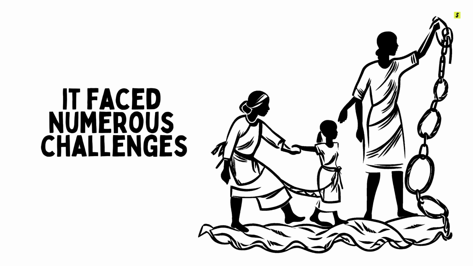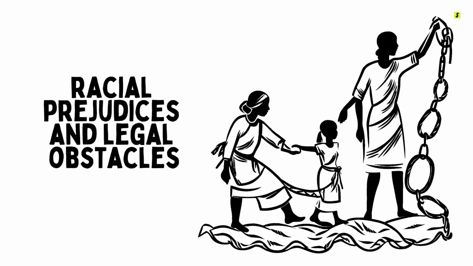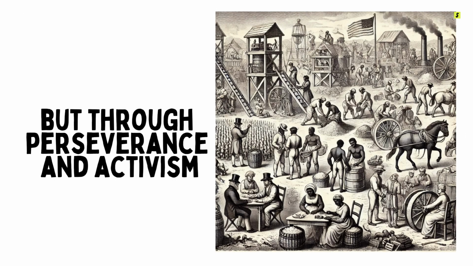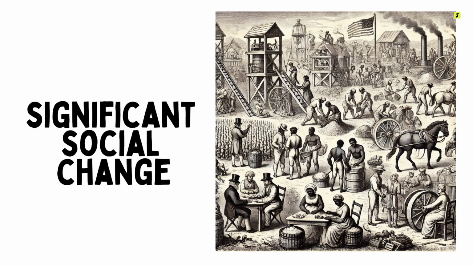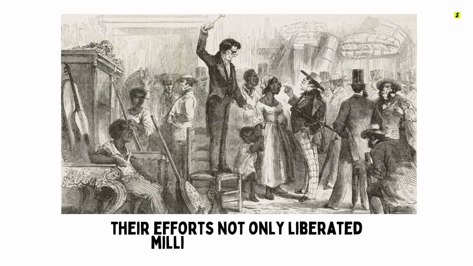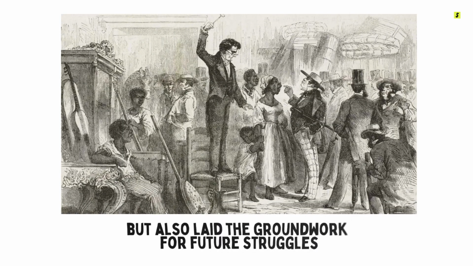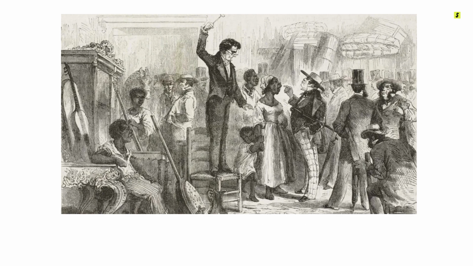In conclusion, abolitionism was a transformative movement that sought to eradicate the deeply entrenched institution of slavery. It faced numerous challenges, including economic interests, racial prejudices, and legal obstacles. But through perseverance and activism, abolitionists were able to bring about significant social change. Their efforts not only liberated millions from bondage, but also laid the groundwork for future struggles against racial discrimination and inequality.